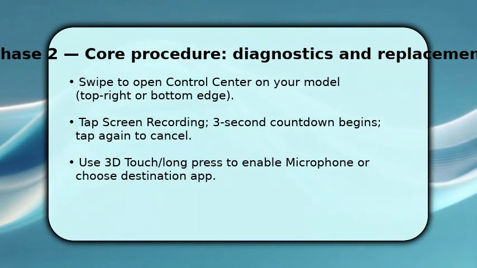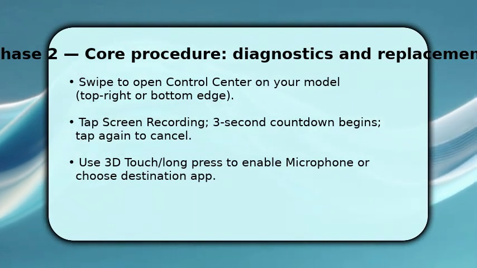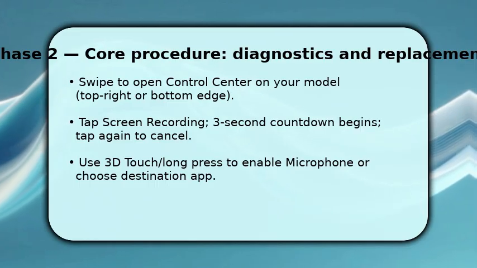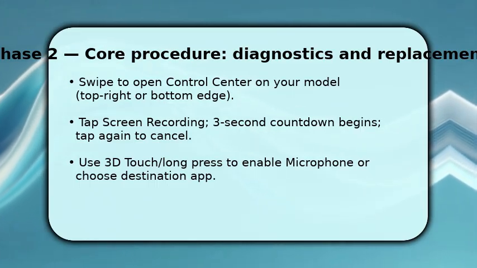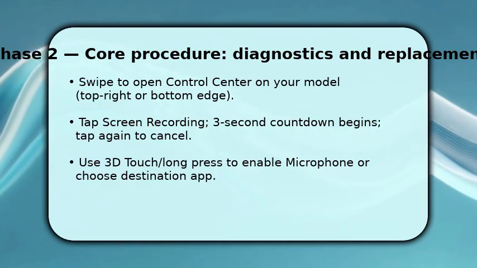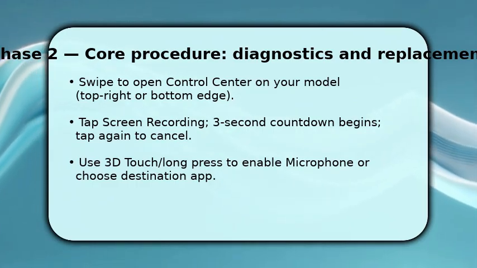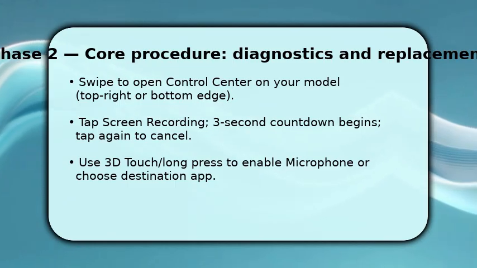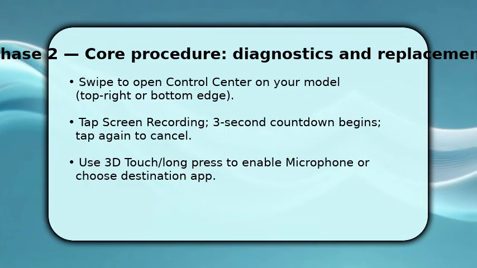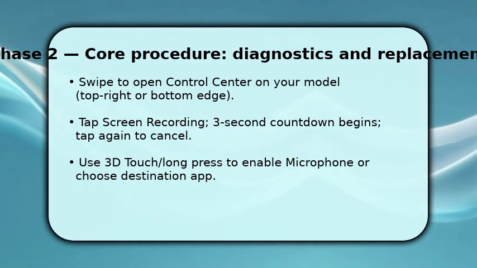Swipe into Control Center, from the top right on Face ID phones or bottom on older models, and tap the red circle screen recording icon. You'll see a 3-second countdown, so position the screen content. If you need audio, long press the control before tapping and enable microphone. Once the countdown finishes, the status bar or pill turns red to confirm recording.